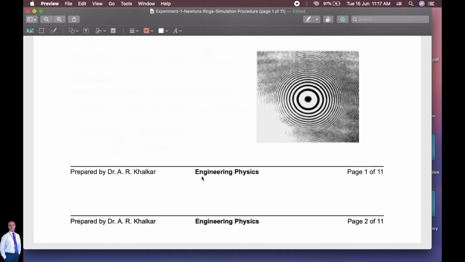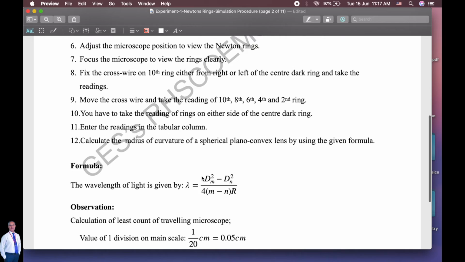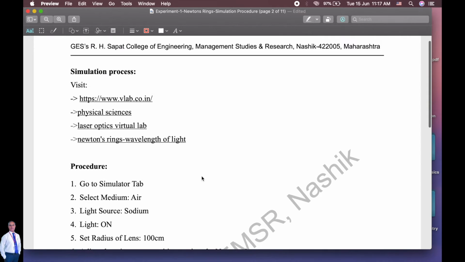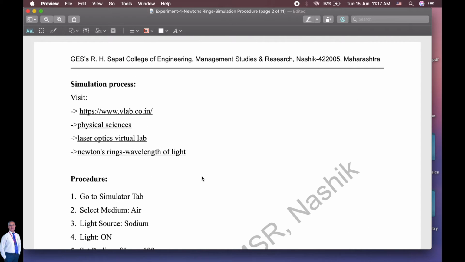So I'm going to the next page of this sheet. I have prepared this sheet only for the simulation, which is a simulation based experiment available on virtual lab. This sheet is available on my web page also, so please visit it. The link for this web page is given in the description of this video. Please just visit my web page and you can find this sheet.